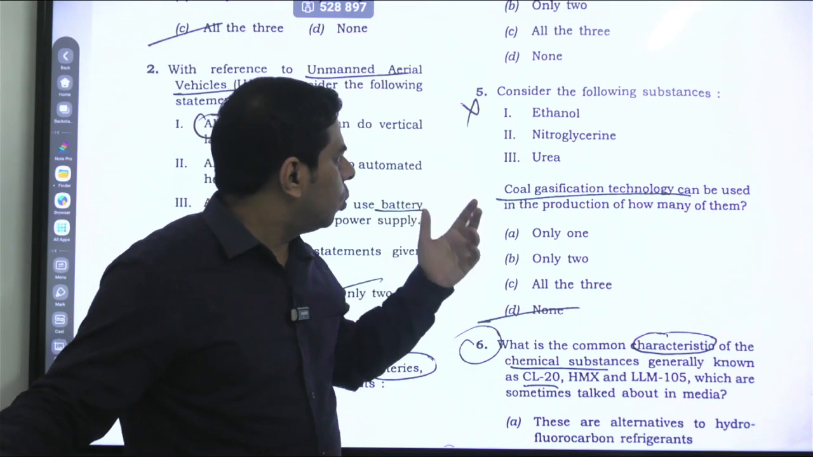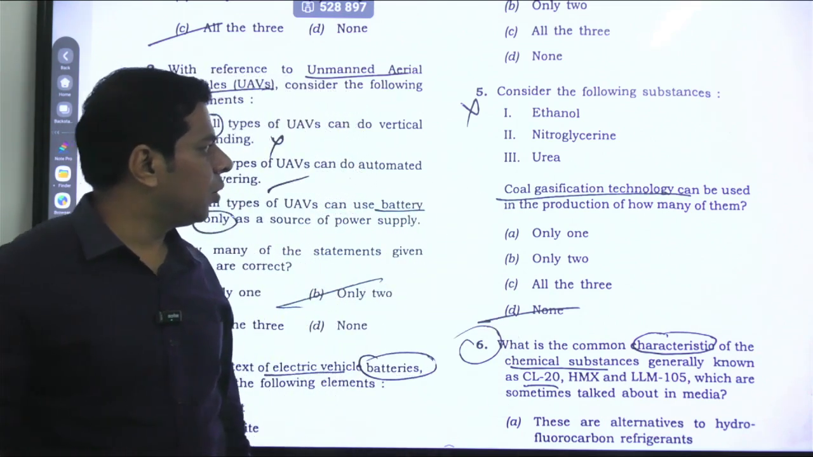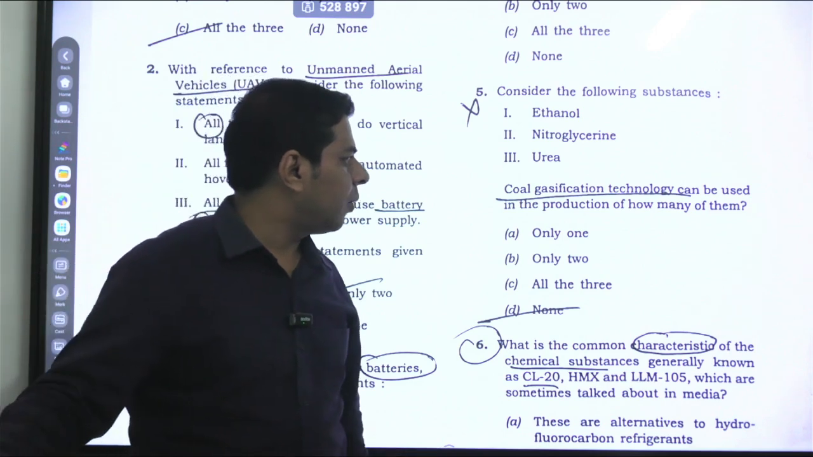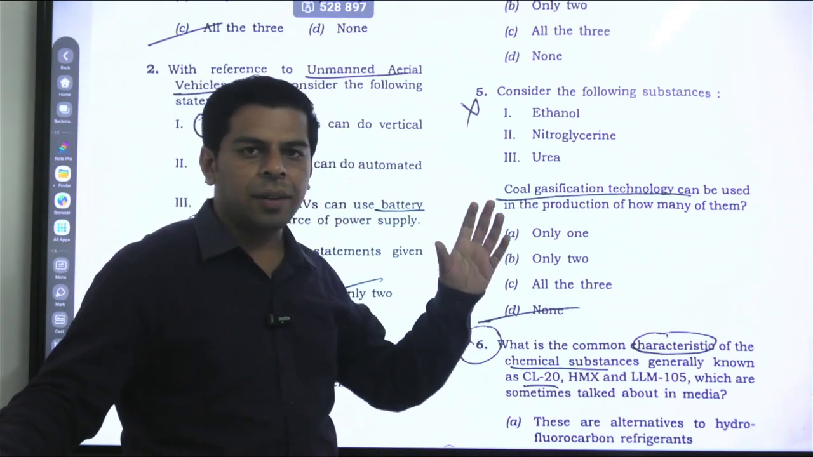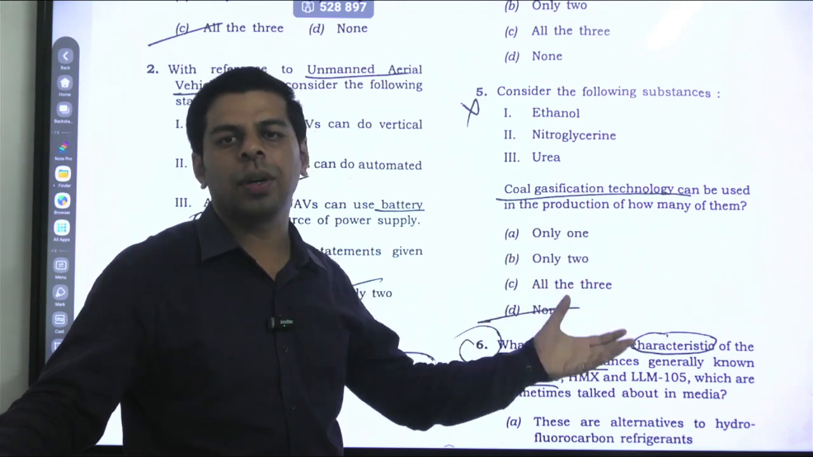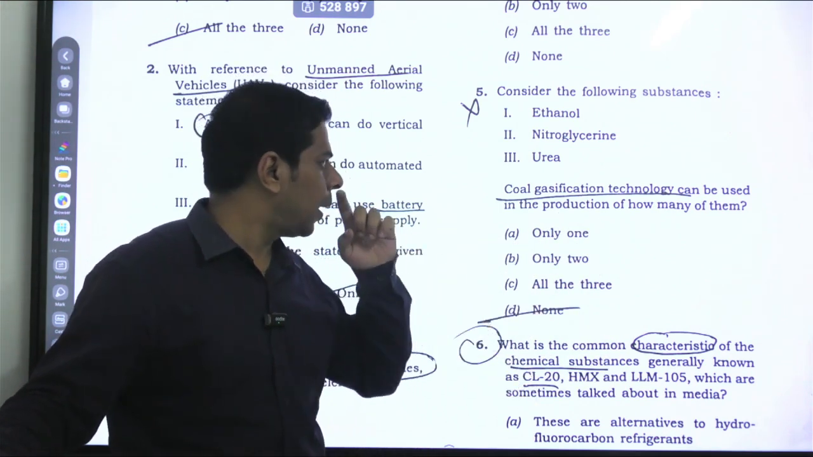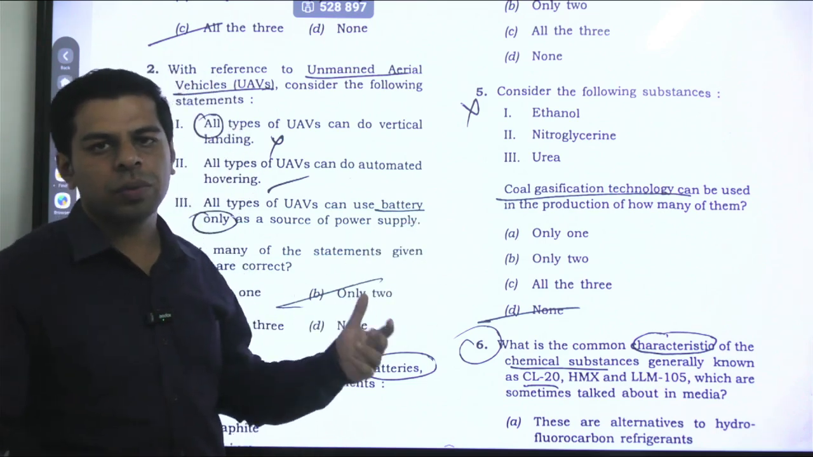Then coming to question number 5, coal gasification technology is in the news, and this is one of the emerging environment technologies where we are trying to do carbon sequestration as well as develop some useful products, because science mainly contributes to the socio-economic development of humanity by producing useful products.